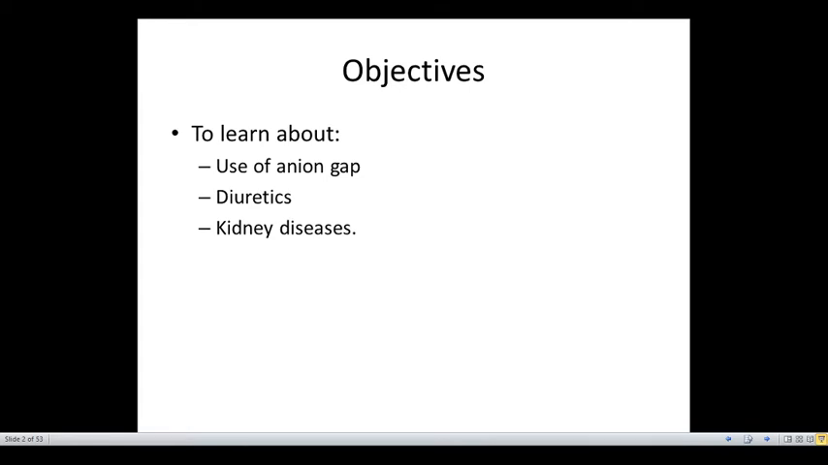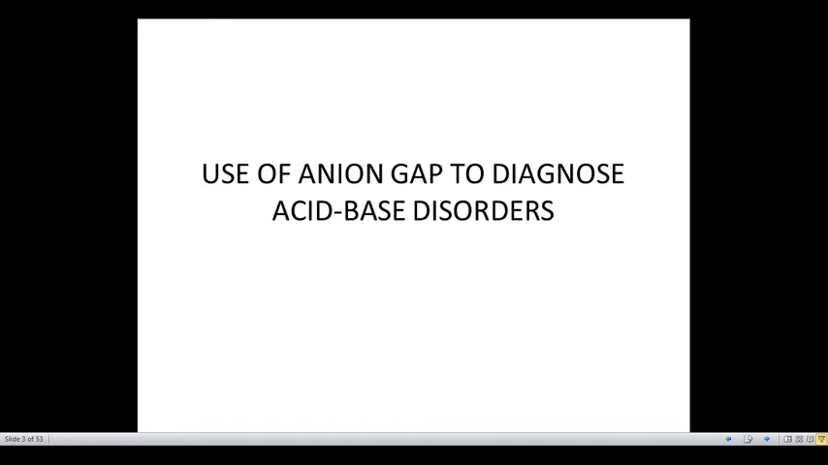The objectives of today's lecture are to learn about use of anion gap to diagnose acid-base disorders, to learn about diuretics, and to learn about kidney diseases. Use of anion gap to diagnose acid-base disorders.